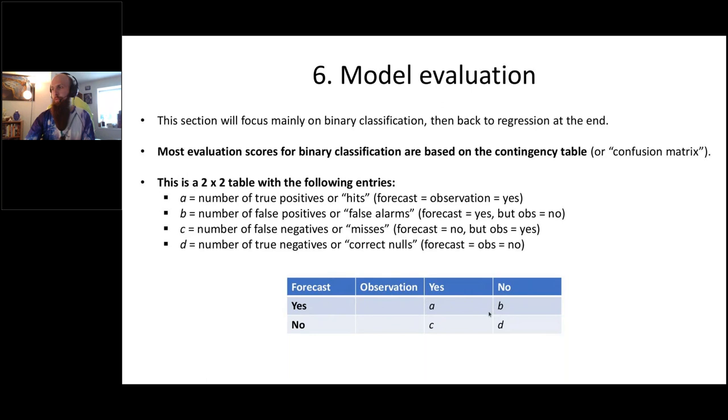B is the number of false positives or false alarms where your forecast was yes, but the thing didn't happen. C is your number of false negatives or misses where the thing happened, but you didn't forecast it. And then D is your number of true negatives or correct nulls where the forecast and the observation are both no. So you said there's going to be no tornado when there was no tornado.